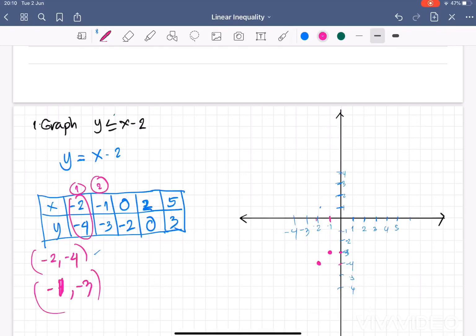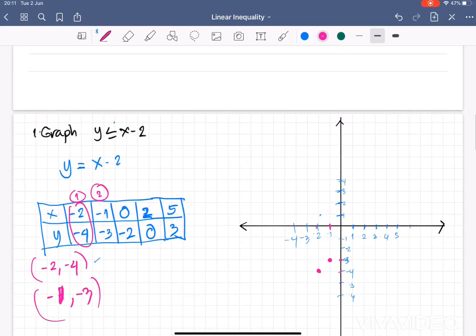Next is 0, negative 2. If x is 0, it's here, and then going down for negative 2. So that's the ordered pair 0, negative 2. And then the fourth ordered pair is 2, 0. So x is 2, so 1, 2 is there, and then y is 0, so there. And the last ordered pair we have is, we assume the value of x, which is 5. So this is 5 here, and the value of our y is 3. So going up, 1, 2, 3, it's here. So we have 5 points actually that we picked.